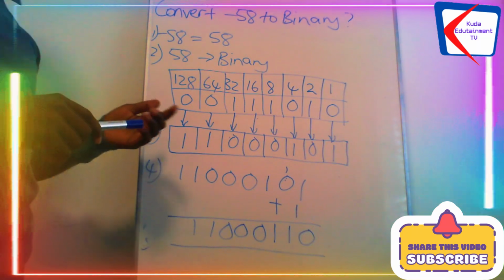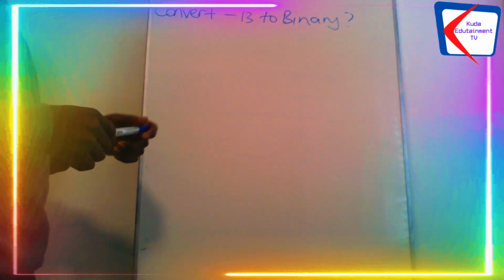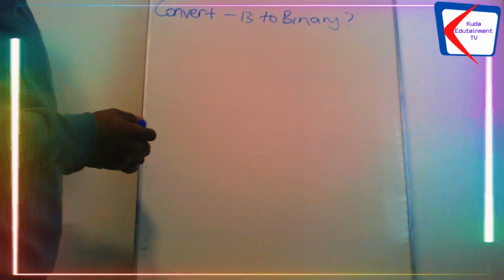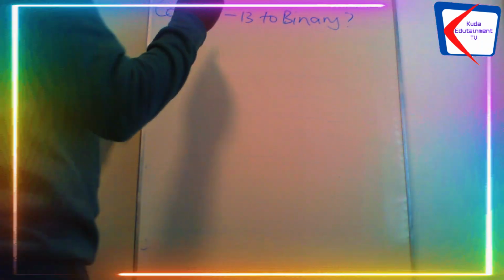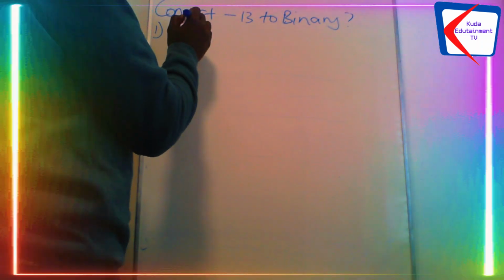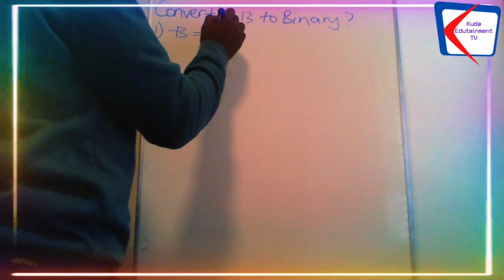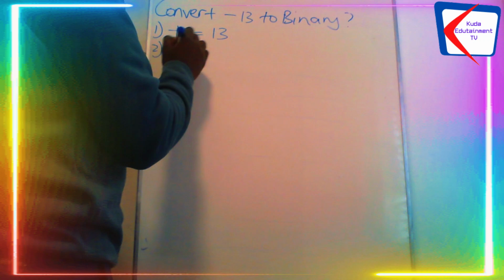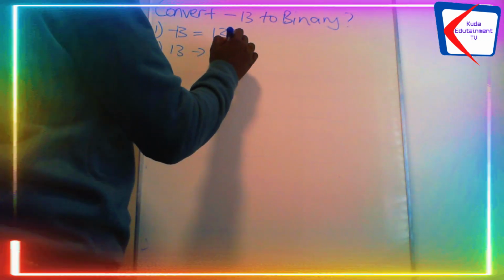So let us look at another example. Please convert negative 13 to binary. Convert negative 13 to binary. So using those rules, rule number 1, negative 13 would be equals to 13. Rule number 2, we need to convert 13 to binary.